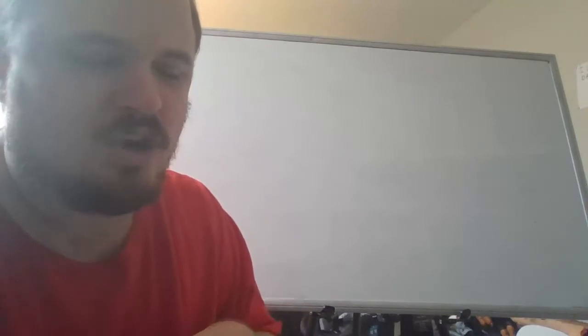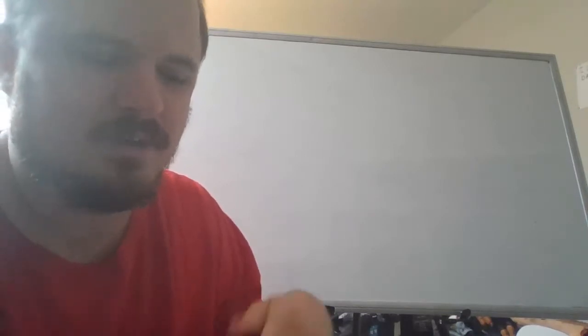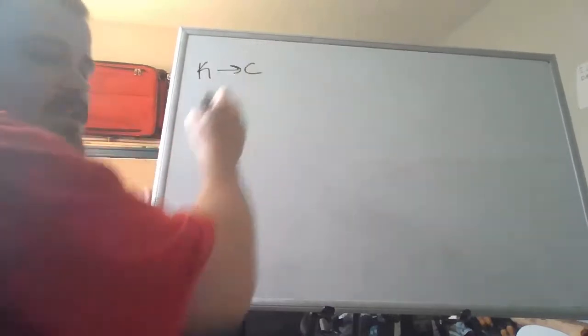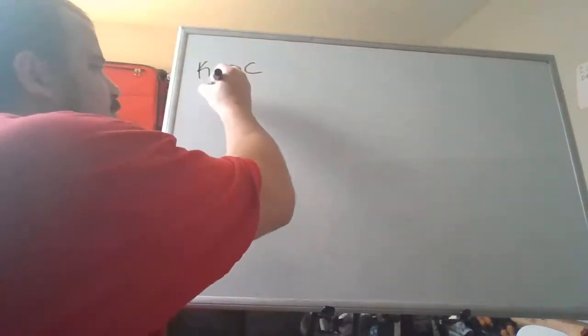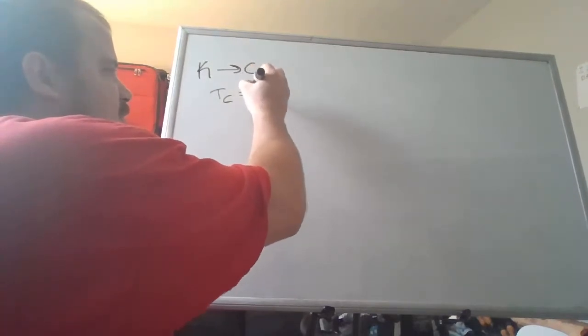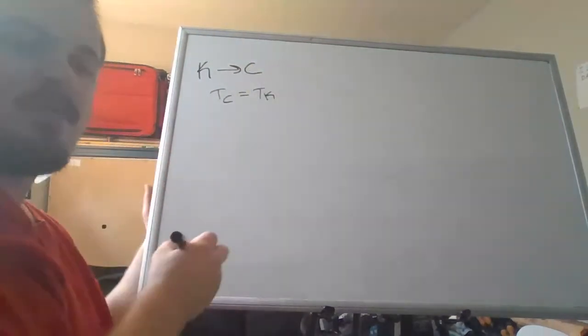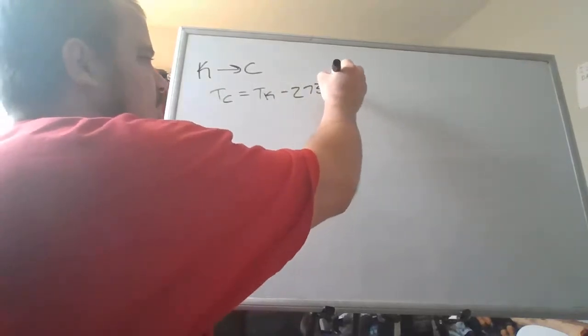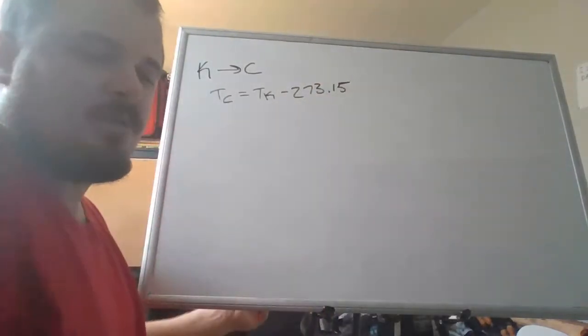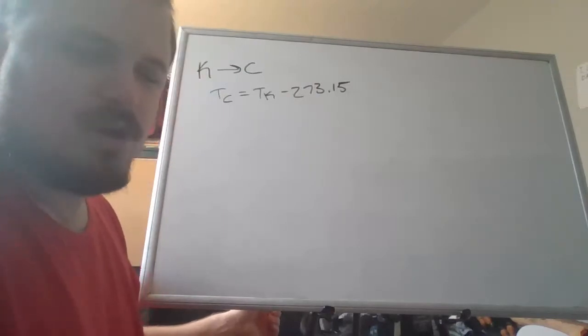You'll notice 1 and 2 start off by telling you what it is in Kelvin, and you need to turn it into Celsius. So you need to turn Kelvin into Celsius. When that's the case, the formula is: the temperature in Celsius equals the temperature in Kelvin, and then we're going to subtract 273.15.